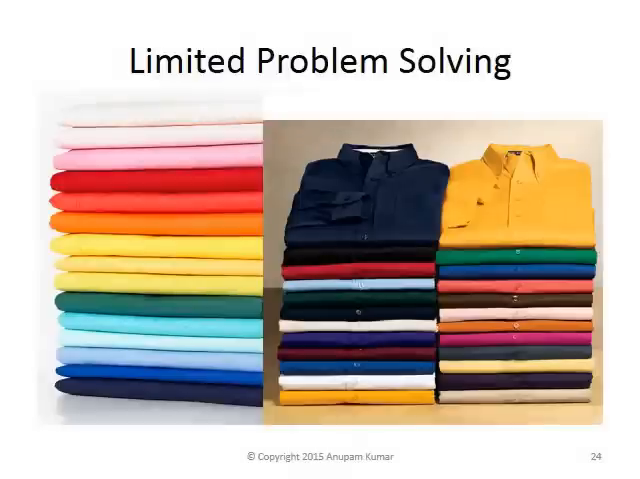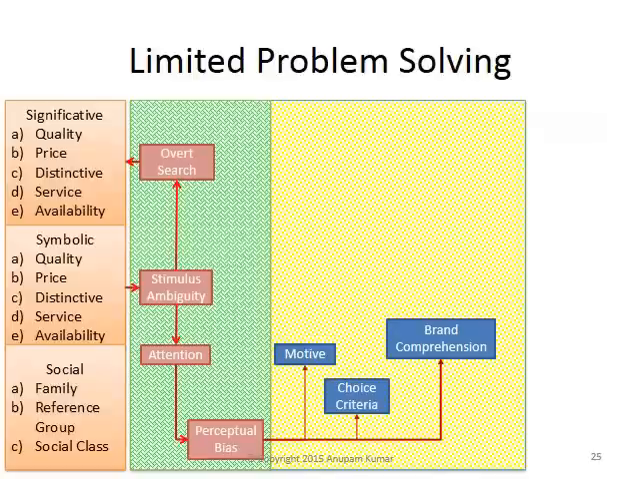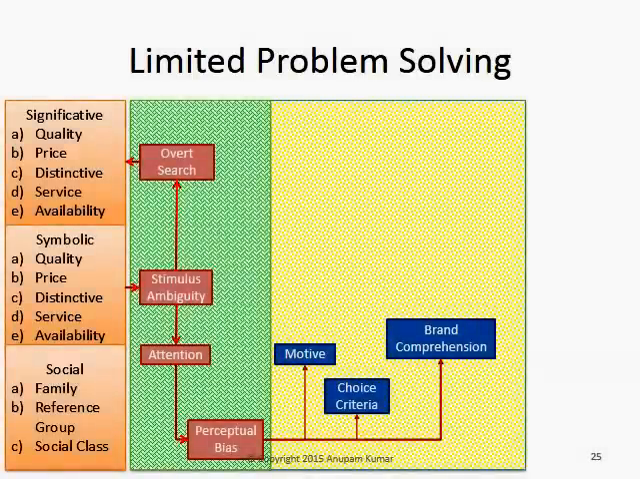Now, let us look at limited problem solving through an example. Supposedly, you need to buy a shirt, for which you go out to a departmental store. At this instance, you are aware of the brands, about your motives for the purchase, and the choice criteria pertaining to the kind of shirt you need to buy. As an output, your attention would straight away be directed towards your choice.